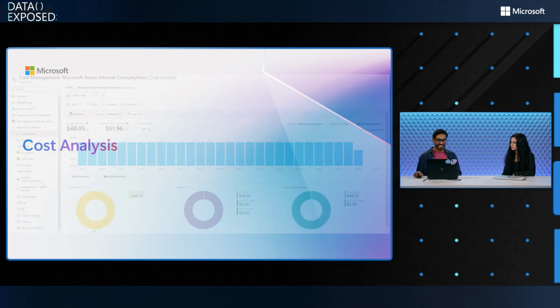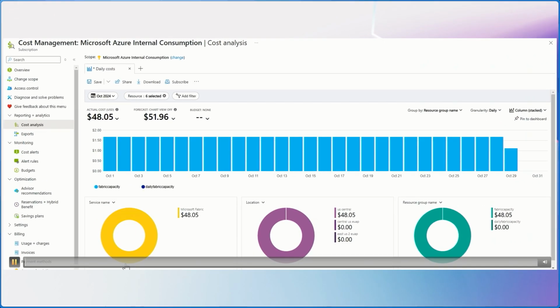Okay, let's take a look. Yeah. So we're going to take a look at the demo here. Essentially what we've done is selected a few capacities under cost management, cost analysis tab. And all of those capacities are nothing but resources. And once I've selected them, there are about 6 that I've selected.